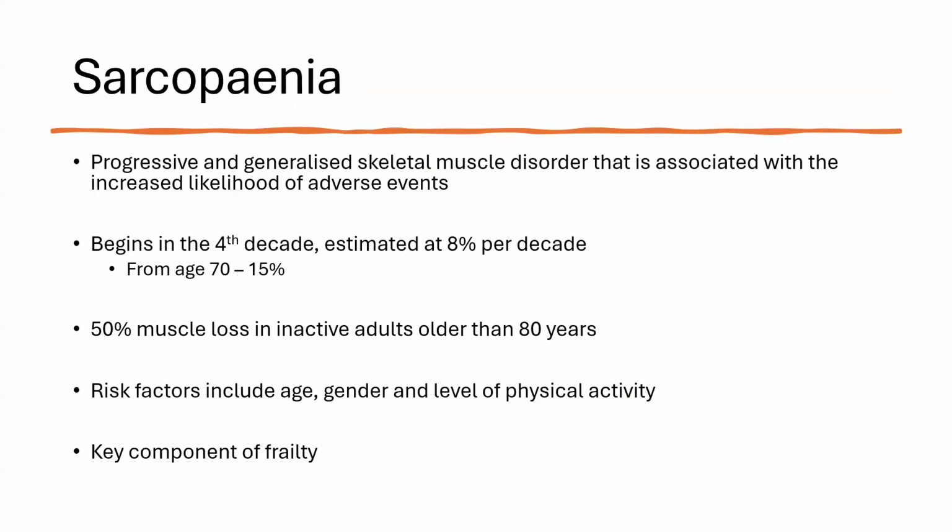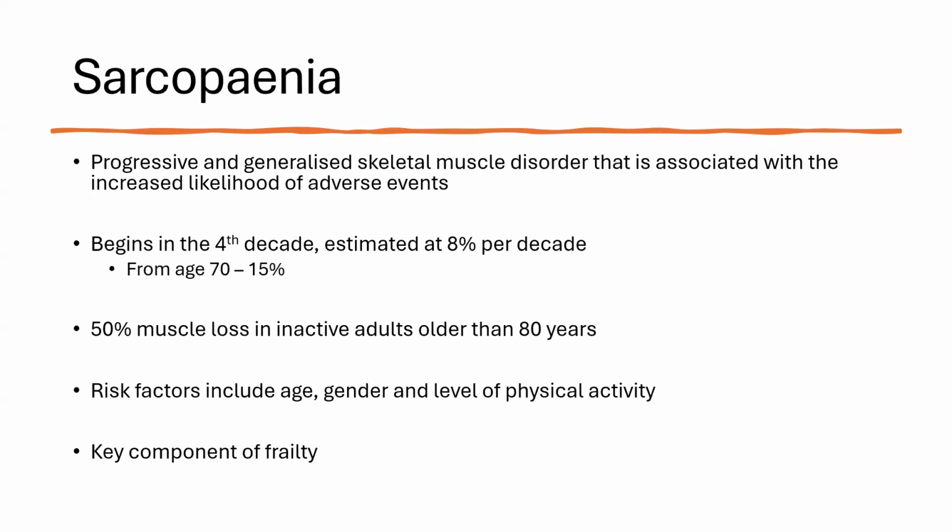Falls are multifactorial in etiology, and one of the contributors to falling and a key component of frailty is sarcopenia. Sarcopenia is a progressive and generalized skeletal muscle disorder that is associated with an increased likelihood of adverse outcomes, including falls. It begins in the 4th decade, estimated at 8% per decade, and from the age of 70 increases. There's 50% muscle loss in inactive older adults older than 80 years.